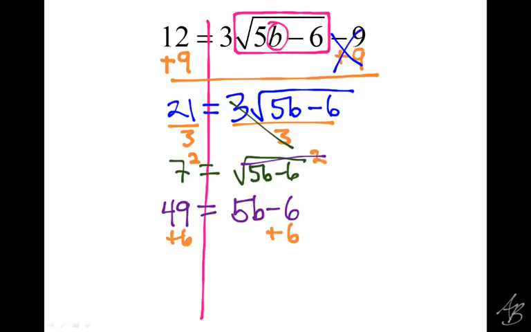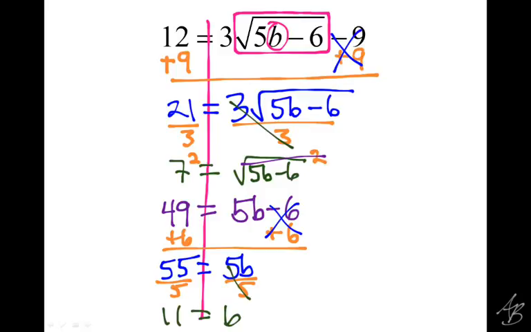Add 6 on each side. The 6's are going to cancel, leaving 5b, and 49 plus 6 is 55. And we still need to get rid of that 5. Divide by 5. So we get b equals 11.